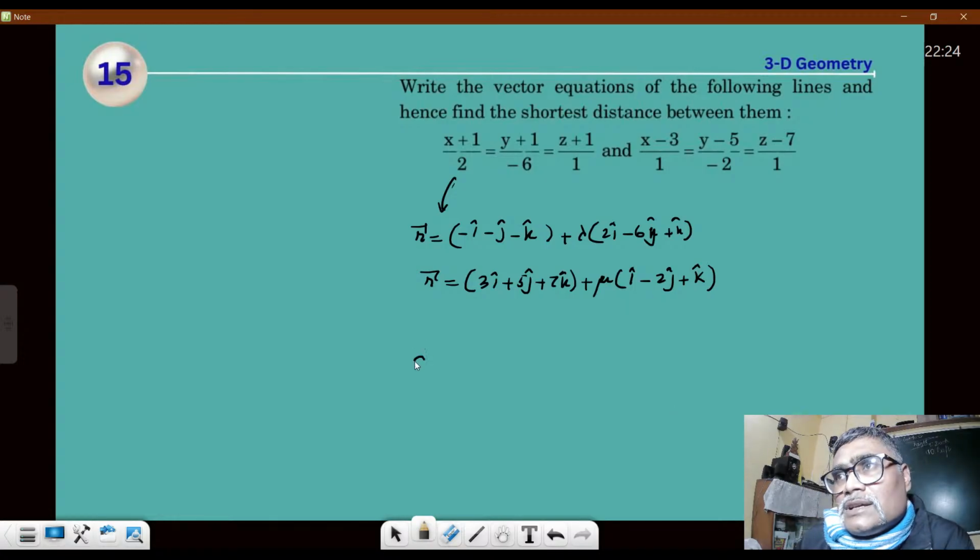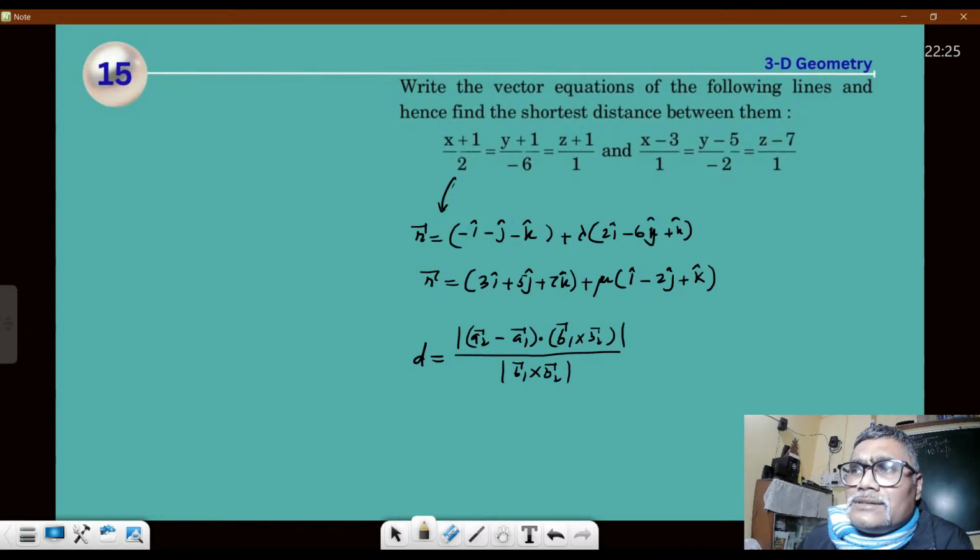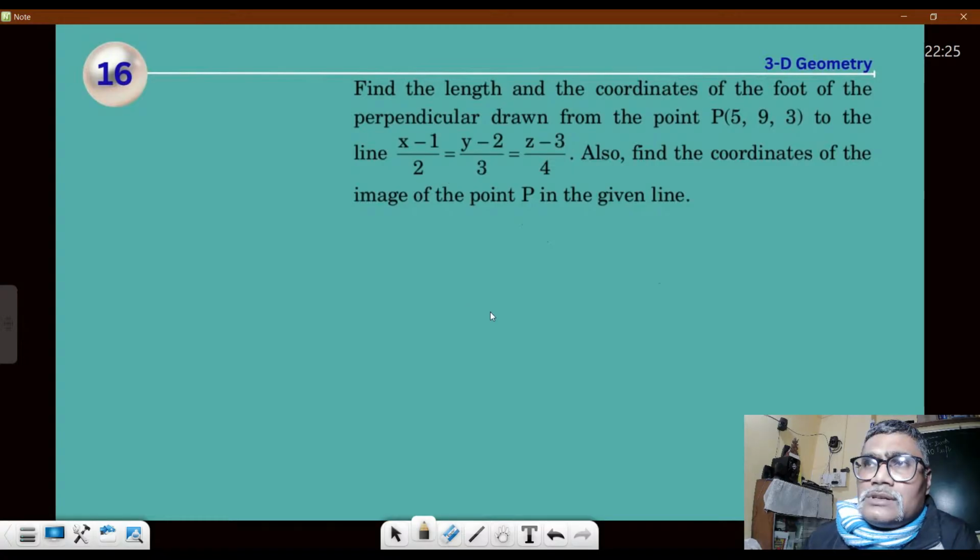What is the formula? I again would like to write it, because many a times if I write the formula, the remembrance will be there, right? So it is (A2 minus A1) dot B1 cross B2 divided by magnitude of B1 cross B2. That's it. So you can use it. I don't want to waste time here doing this, right? It's your thing. You will do the practice.